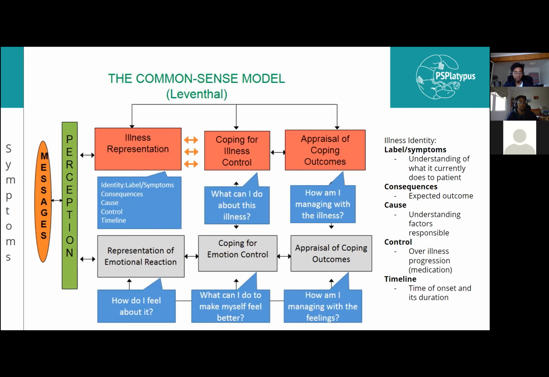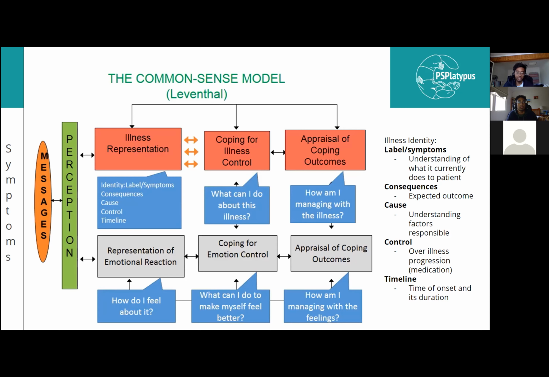So illness representation, understanding of the identity of your illness, has 4 different aspects, as you can see. So you have the label, so it's understanding what it is and what it does to your body. Consequences, so the expected outcome of it. Cause, what caused it. Control is if the patient has control over the illness progression, like, is there anything that they can do? Timeline, so that's the duration of the illness and what's going to happen.